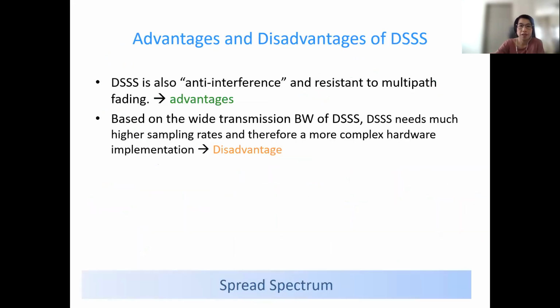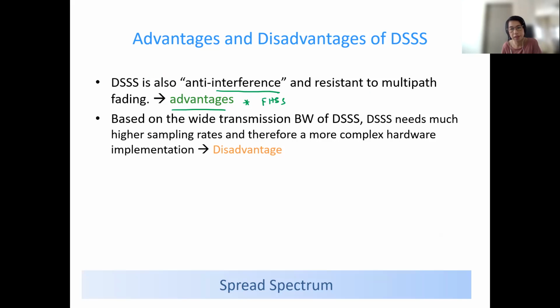Okay, if no question, let's take a look at the advantages, or pros and cons, of direct sequence. All right, direct sequence is also anti-interference and resists multipath fading. This is the advantage. This is a similar objective to frequency hopping spread spectrum, right? We want to fight the interference and multipath fading, and it works well.